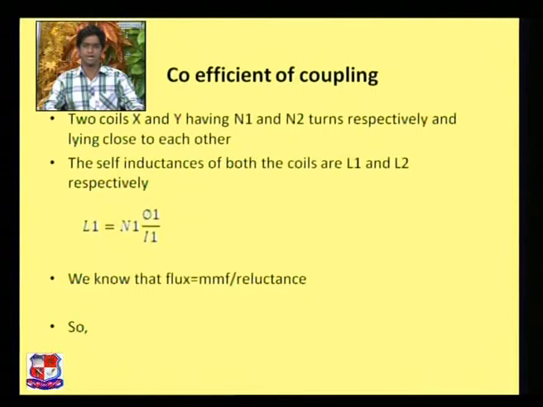Inductance of coil X will be L1 and the self-inductance of coil Y will be L2. So we have L1 is equal to N1 phi 1 by I1, because we saw that L is equal to N phi by I. So for coil X, we can say that L1 is equal to N1 phi 1 by I1.